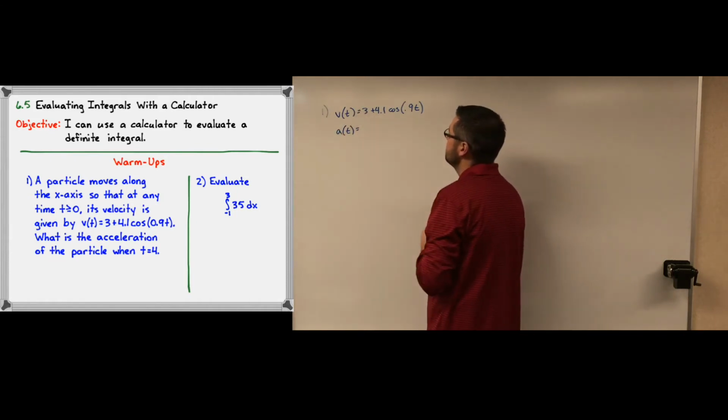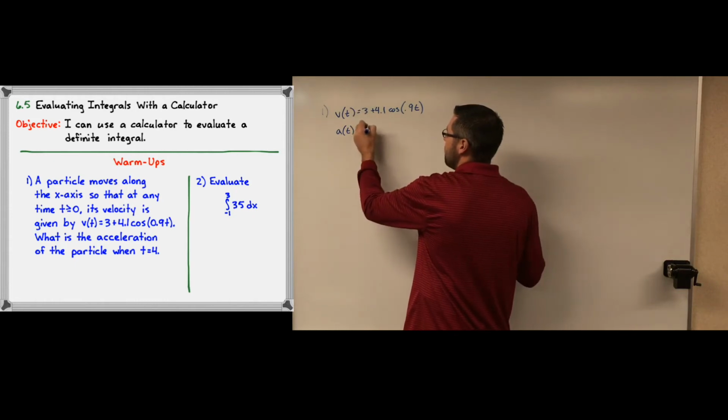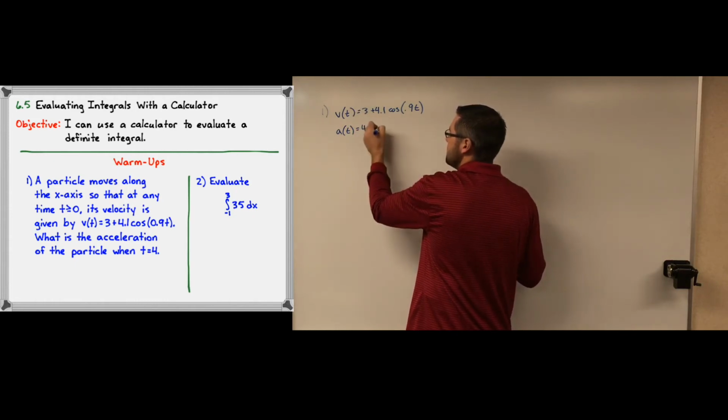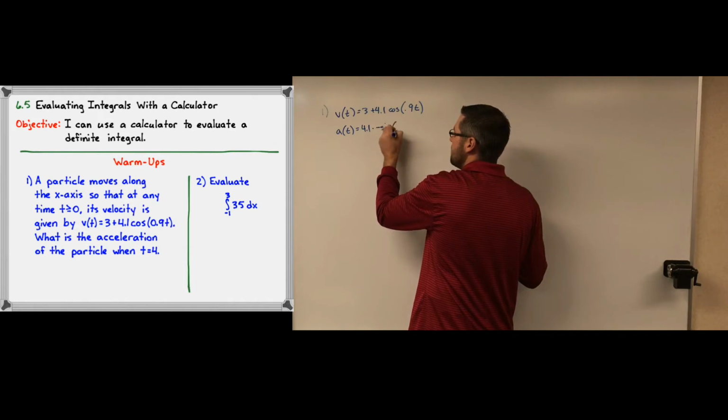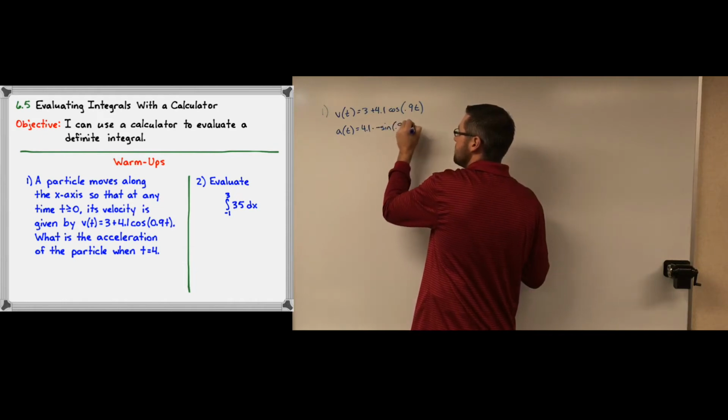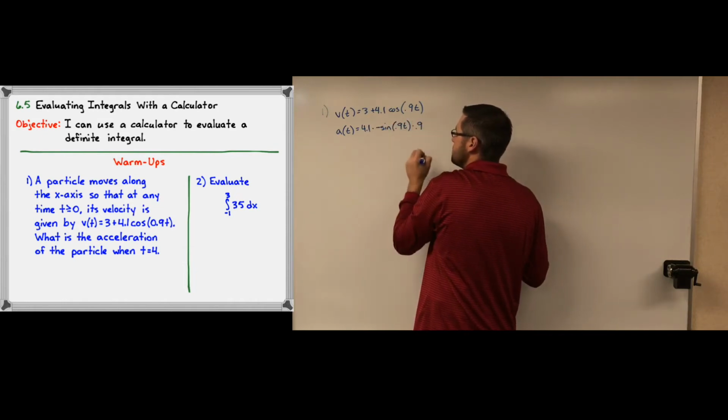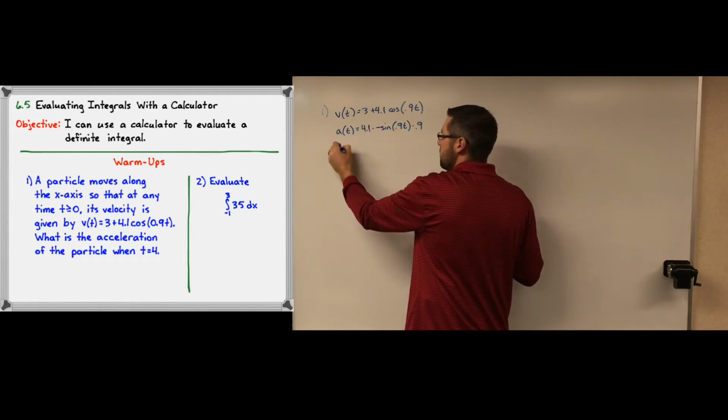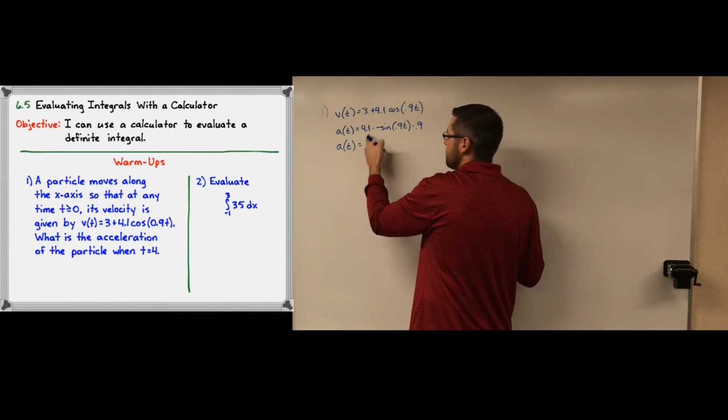Well, okay, 0, thank you. 4.1 times negative sine of 0.9t times 0.9. So chain rule, trig rules. We could simplify this a little bit to say negative, what is that, 3.6, 4.5? Am I right?